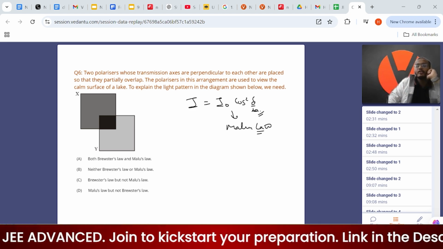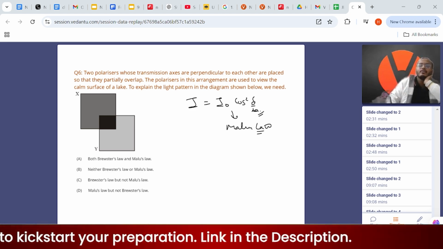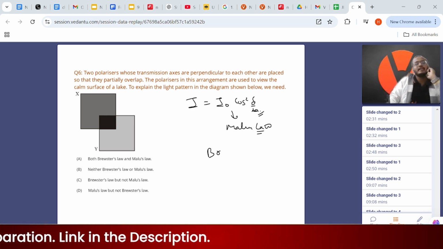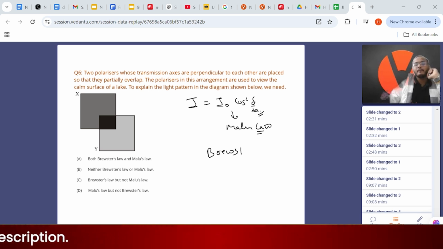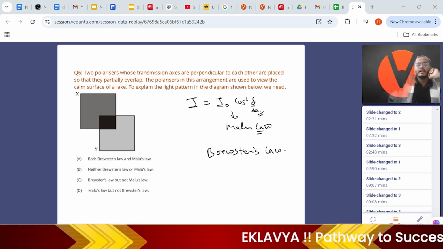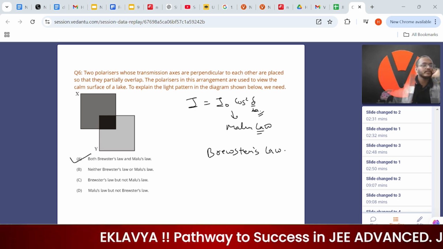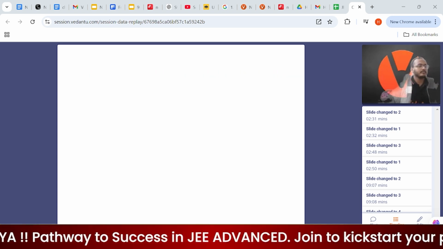And when we are talking here about the critical angle from where we need to see, we need to make an arrangement, that is claimed by Brewster's law. Okay, so to see this, we need to take care of both these things. Hence, the option number A is the correct answer.